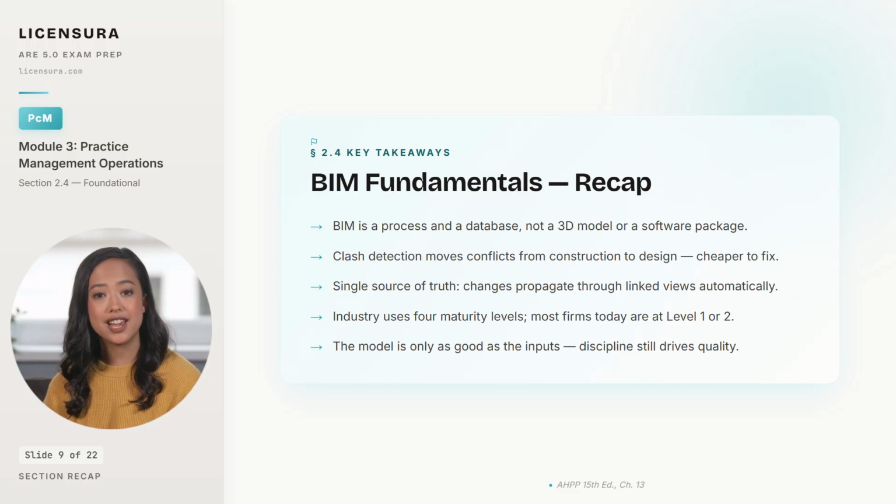The model functions as a single source of truth. Every drawing is a view of the coordinated model, so changes propagate automatically instead of being chased across every dependent sheet. The industry runs on a 4-level maturity scale, and most firms today operate at Level 1 or Level 2, with Level 3 integrated BIM still rare in US practice. And the discipline-level truth is that the model is only as good as the inputs. A sloppy model is just as wrong as a sloppy drawing, with the added liability of pretending to be authoritative.